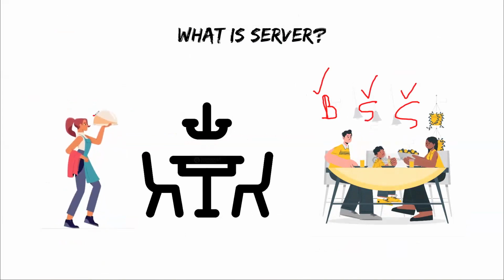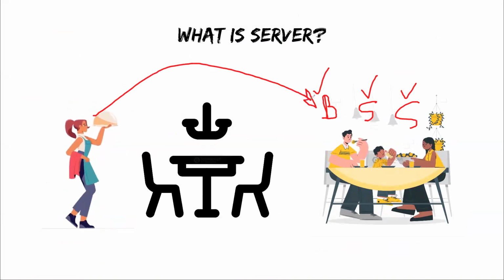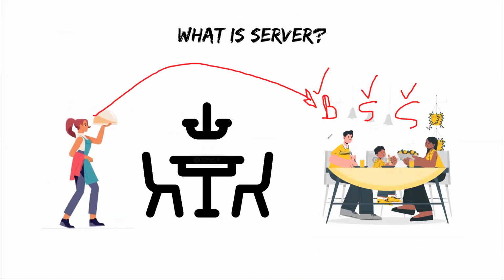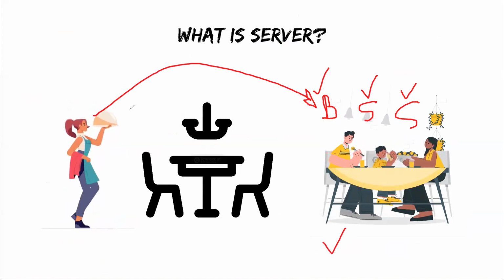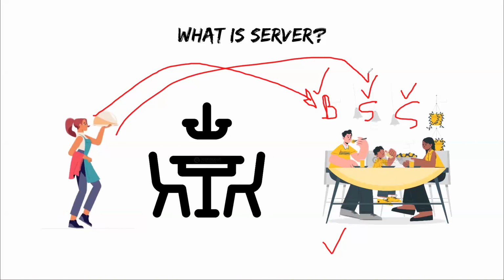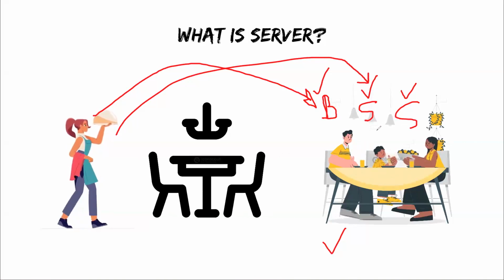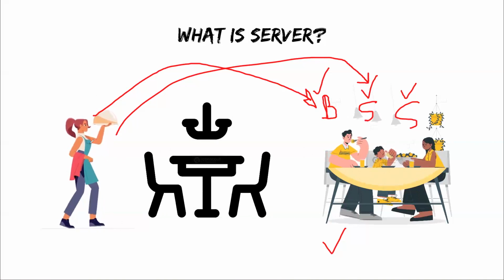When the server asks the first person, what does he say? I want biryani. Now the server goes to the kitchen and brings the biryani, so user one's requirement is satisfied. Then the same server comes to the child and asks, what do you want to order? The child says, I want some sweet. Again, the same server goes to the kitchen and brings the sweet.